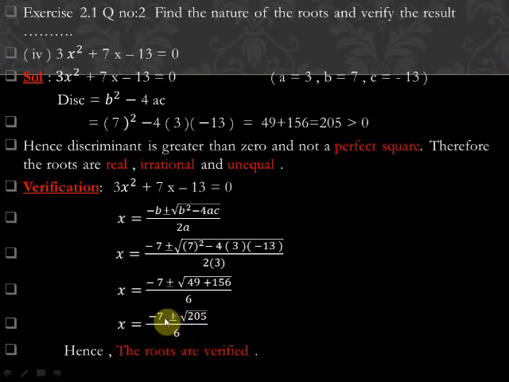Either plus or negative, we will get two different roots of the standard quadratic equation. Hence, clearly from the statement, the roots are irrational, so the roots are verified.